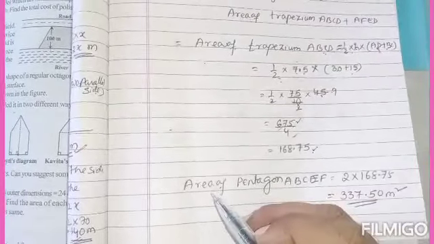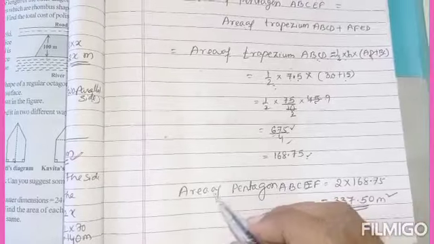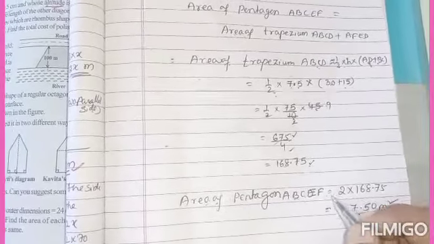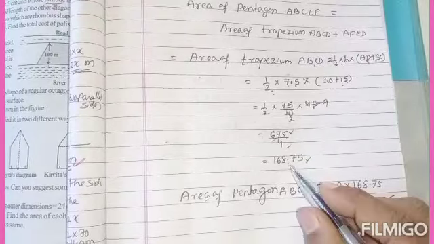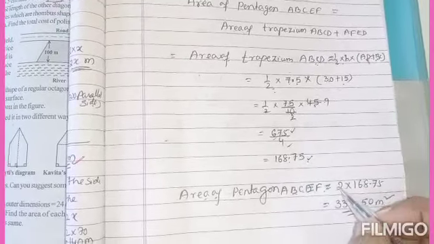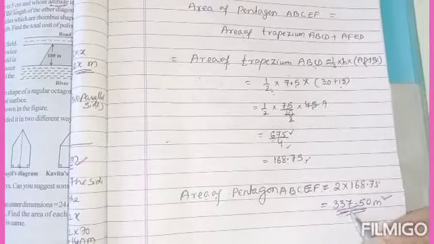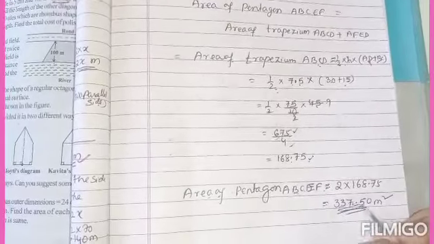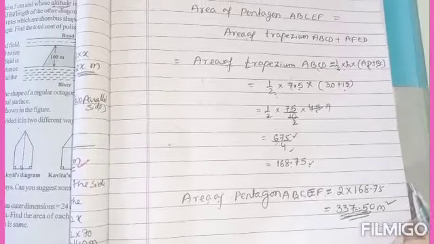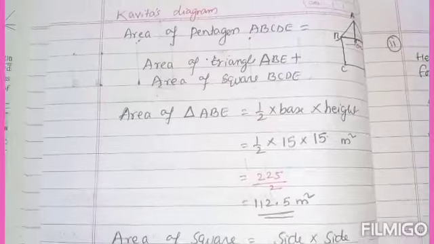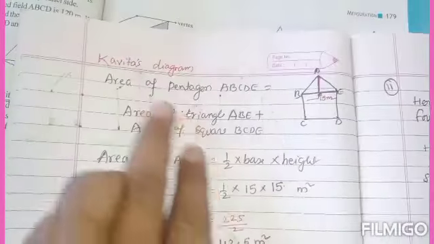But this is the area of one trapezium only. So there are two trapeziums. So to get the area of pentagon ABCEF, we should multiply this value by 2. So 2 into 168.75, you will get 337.50 meter square. So this is the area by Jyoti's diagram. Okay students, now we will find Kavita's diagram.